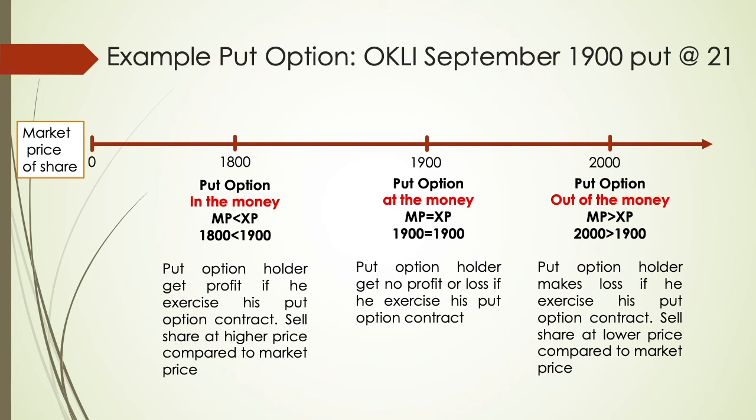So if you as a put option holder exercise the contract at this time, that means you make a loss because you sell at a lower price compared to the market price of share. So if the contract is an out of the money contract, usually the put option holder will let the contract expire. So he will not exercise the contract.